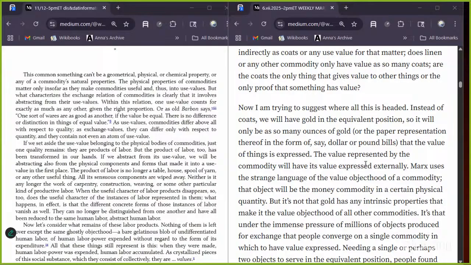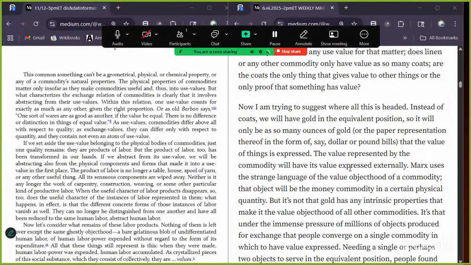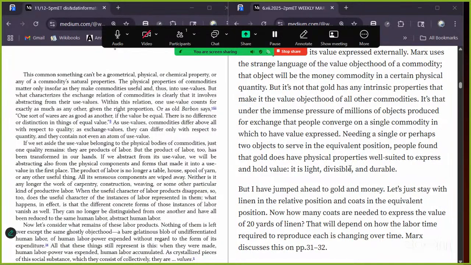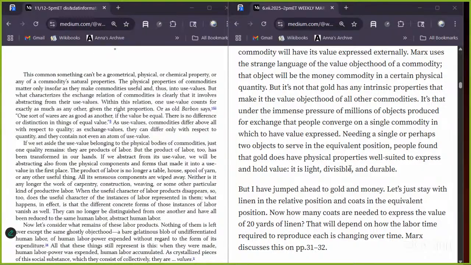But it's not that gold has any intrinsic properties that make it the value objecthood of all other commodities. It's just that under the immense pressure of millions of objects produced for exchange, people converge on a single commodity in which to have value expressed. And this, we haven't really changed from that notion. Needless to say, even Benjamin Franklin proposed paper money rather than gold.